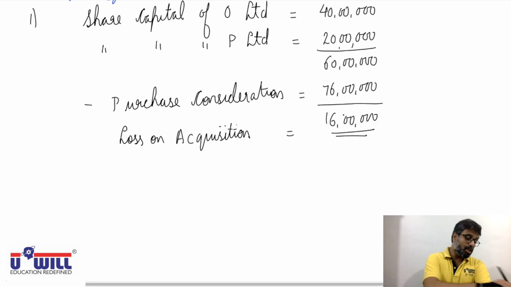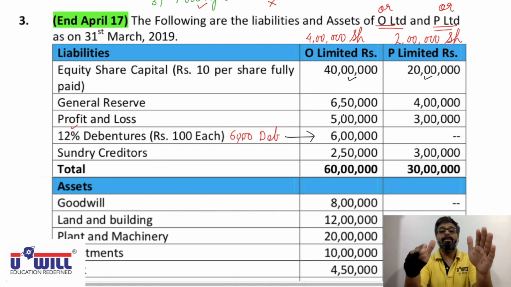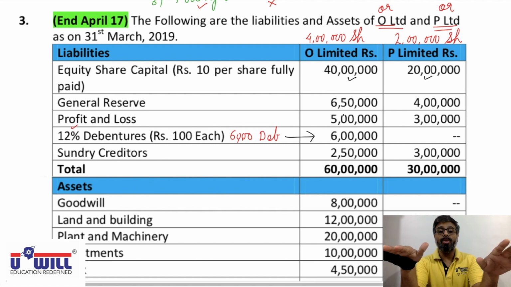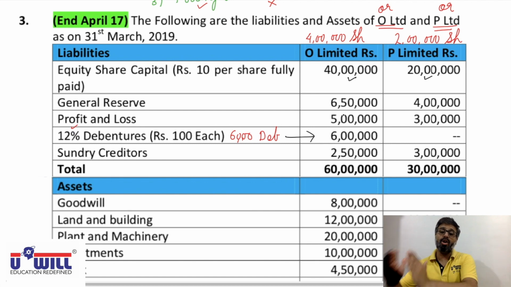Now, loss on acquisition. If you all remember, I told you earlier also that the same company cannot show reserves, that is accumulated profits, as well as losses in the same balance sheet.